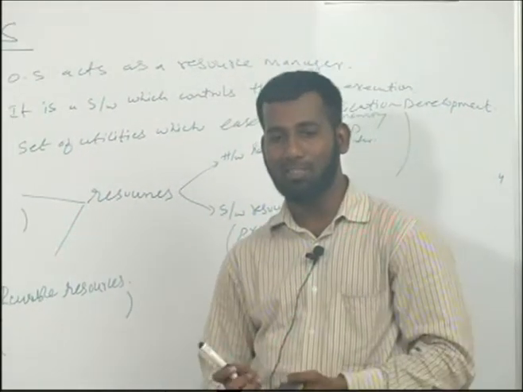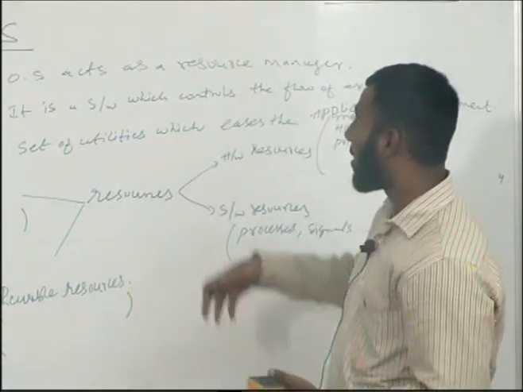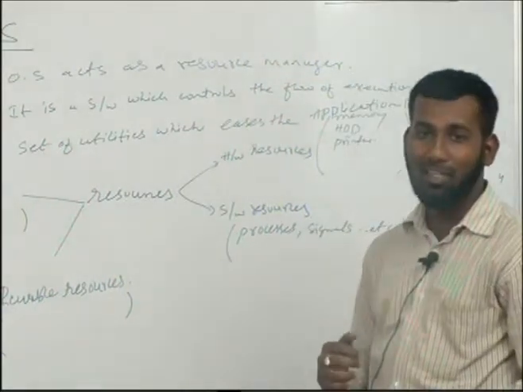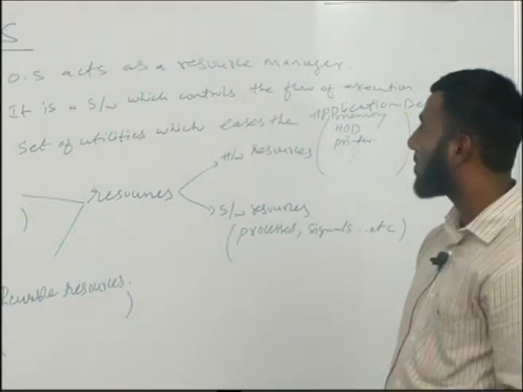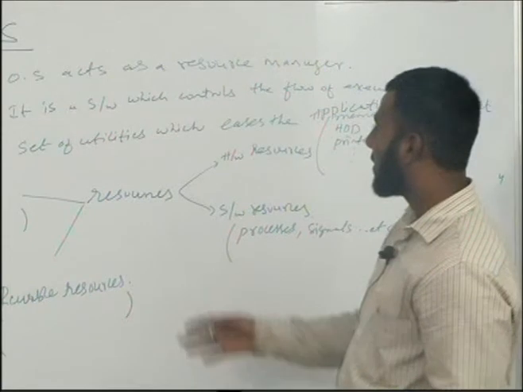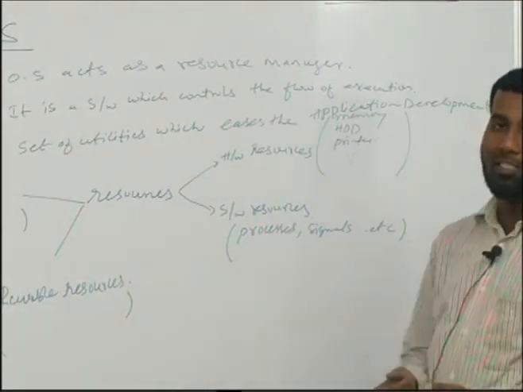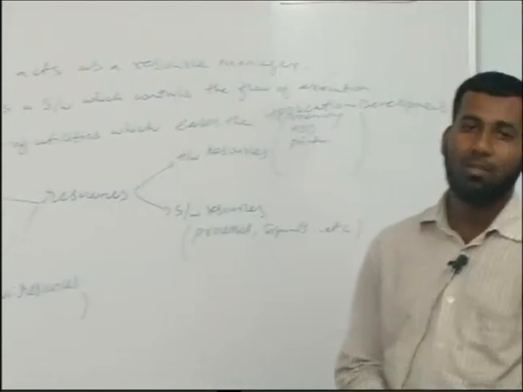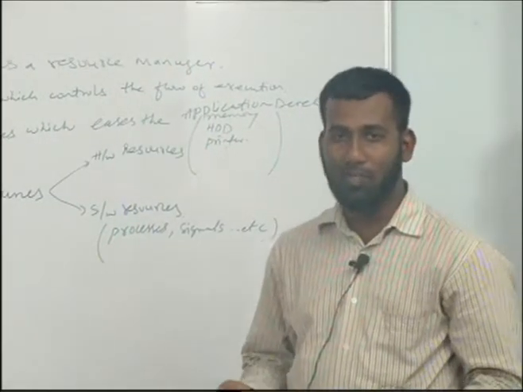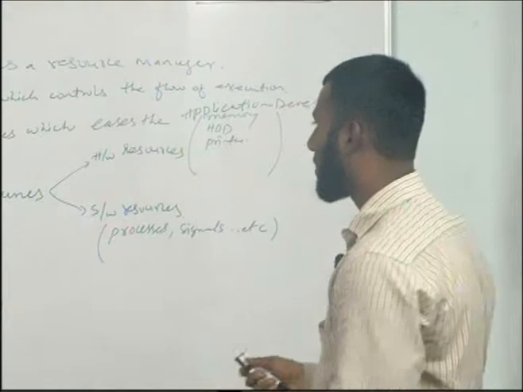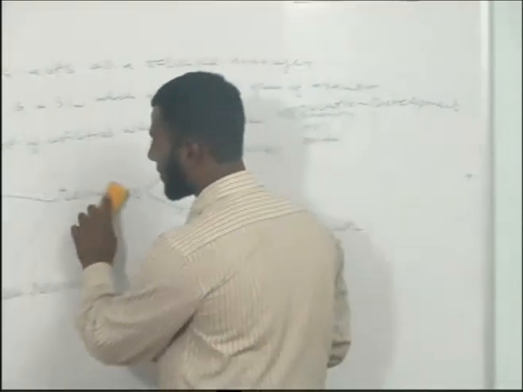We are viewing this operating system and we realize that yes, the operating system is acting as a resource manager. Now I have given a statement that the operating system acts as a resource manager, and it is a software which controls the flow of execution. It is a set of utilities which eases the application development. It is acting as an interface between user and machine. So these are actually different functionalities or phases of your operating system.